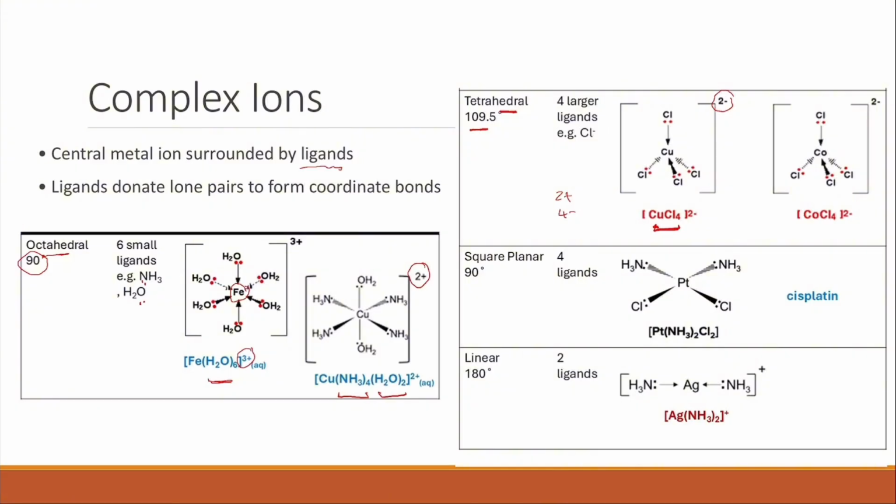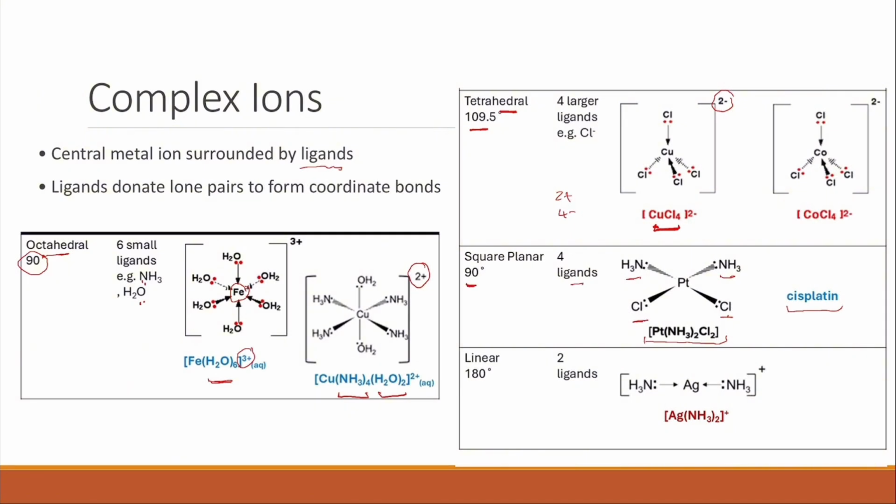Also, we could have 4 ligands surrounding a central atom or a central ion and end up with a square planar shape. And this is an exception. It's different from the tetrahedral, and you need to know that exception, which is cisplatin, or the platinum complex. So when you have platinum surrounded by 4 ligands, 2 of these are chloride ions and 2 of these are ammonia, you end up with this complex, and the shape of it is square planar rather than tetrahedral, and the bond angle here is 90 degrees.